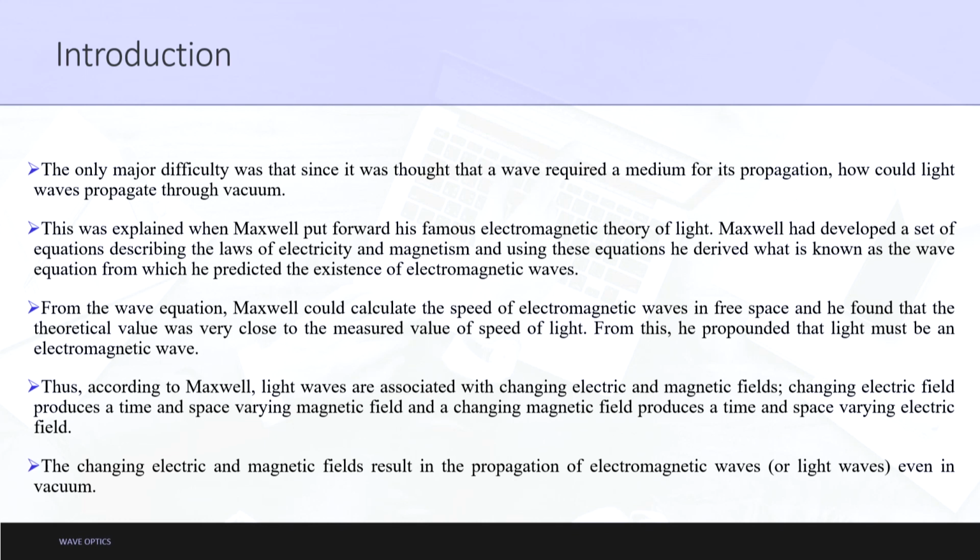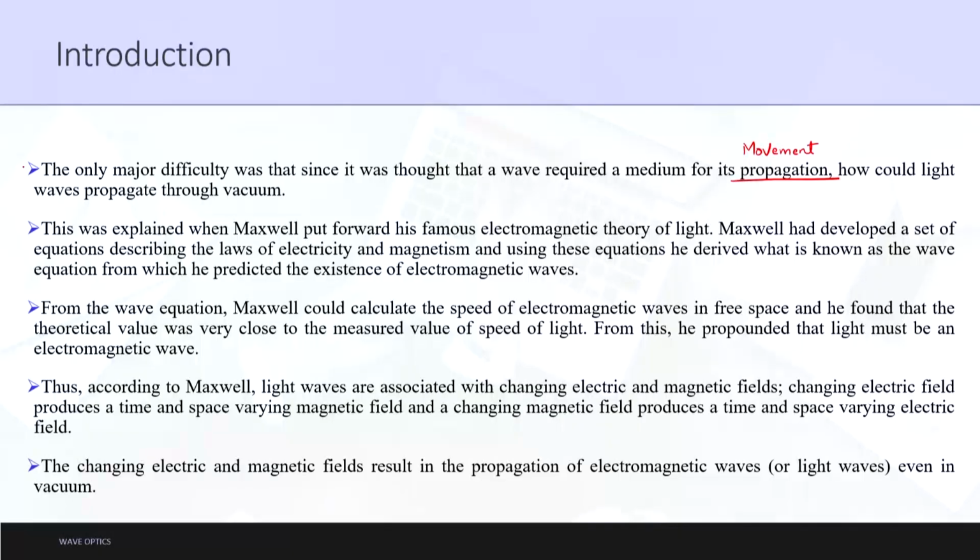So, the only major difficulty was that since it was thought that a wave required a medium for its propagation, propagation as in movement, how could light waves propagate through vacuum? When previous wave studies were done, it was found that a wave always requires a medium for its passage from point A to point B. But it was already seen using experiments that light can pass through vacuum also. If light can pass through vacuum, and if we try to prove this using the wave theory of light, how can it be proved if a wave cannot pass through a vacuum?